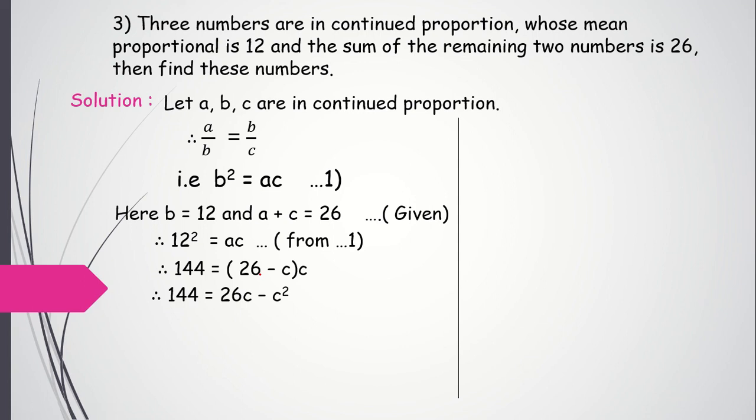So we multiply this C inside, we get 26C minus C square. Now we form a quadratic equation. C square and 26C goes that side. C square minus 26C plus 144 is equal to 0. Now see, we have to find factors of 144, which after adding should give me 26. So we find out the factors in such a way. 18 8s are 144.